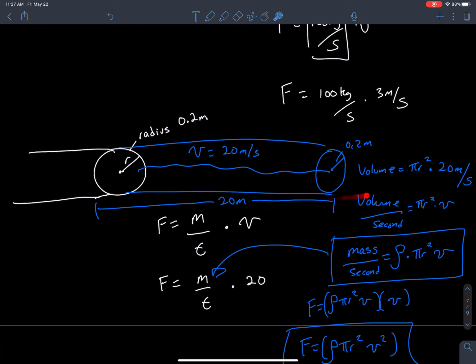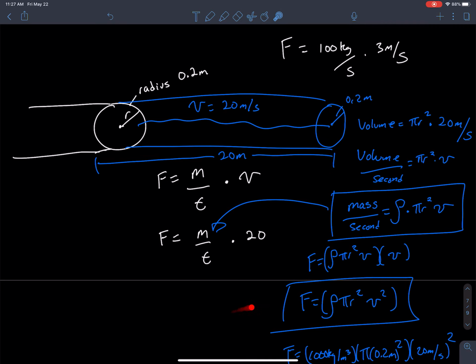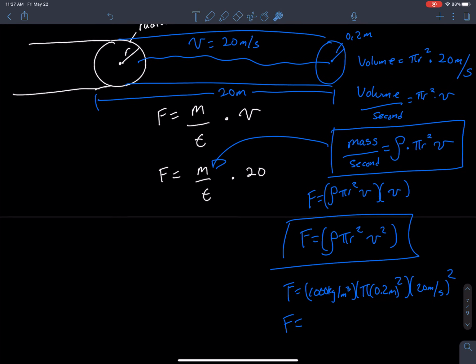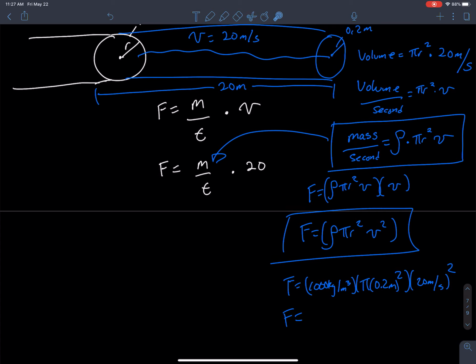The mass flow rate is determined by the volume that comes out per second times density. Volume is going to be pi r squared times 20 meters in 1 second, times density would give me my mass flow rate, and then I plug everything in here and I get this new expression. I've seen that question before on exams, and then you can plug the numbers in to calculate the force.